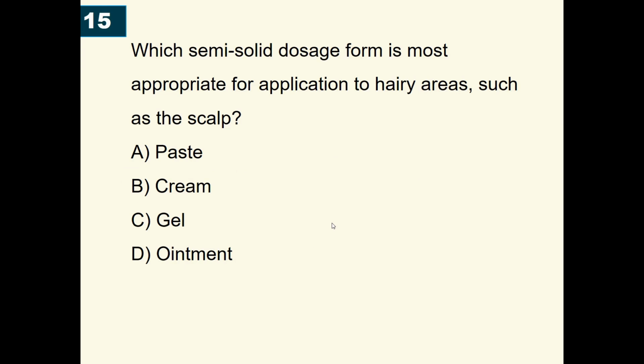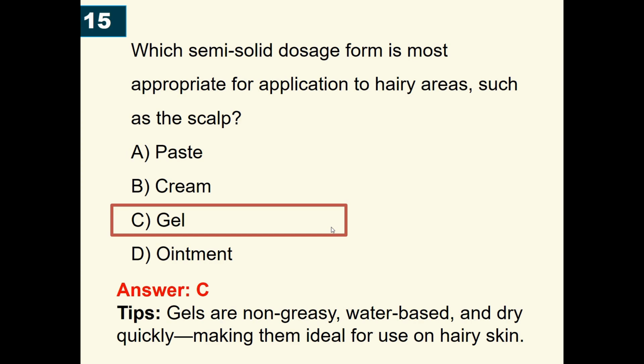Which semi-solid dosage form is most appropriate for application to hairy areas such as the scalp? A. Paste. B. Cream. C. Gel. And D. Ointment. The correct answer is gel. Gel is easy to spread in hairy areas, because gel is non greasy, water based, and dries quickly, making it ideal for use on hairy skin.